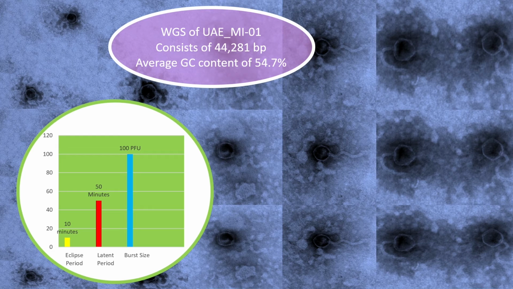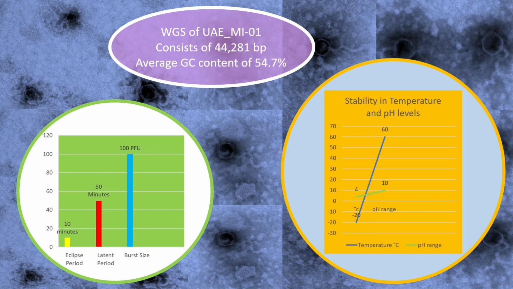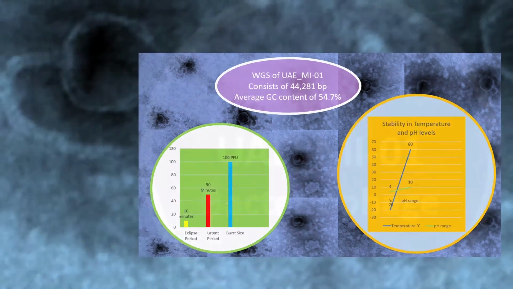With an eclipse period of 10 minutes, a latent period of 50 minutes, and a burst size of about 100 plaque-forming units. The phage is stable in various challenging situations, for example, in temperatures ranging from -20 to 60 Celsius and in pH levels from 4 to 10, which makes it an excellent biopreservative in food process.